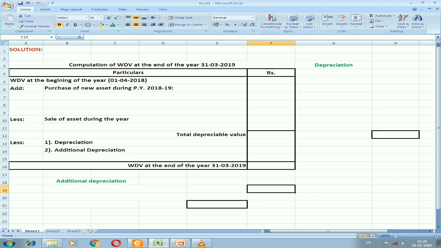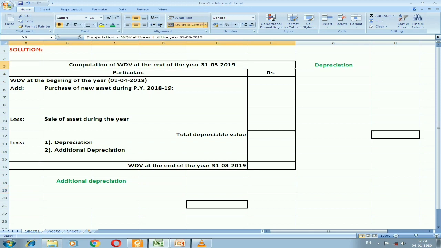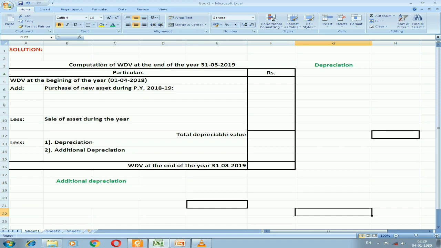Computation of WDV at the end of the year 31/3/2019, that is the heading. Next I have WDV at the beginning of the year, that is on 1/4/2018, which will be very common, that we are going to use. Then I have written add purchase of new asset during the previous year. Any purchase we are going to write under it. If any assets are sold, we are going to write there. If any calculations related to depreciation and additional depreciation we are going to do, and lastly WDV at the end of the year, that is 31/3/2019, will be there. And you can see the green color depreciation and additional depreciation that will be used for working note.